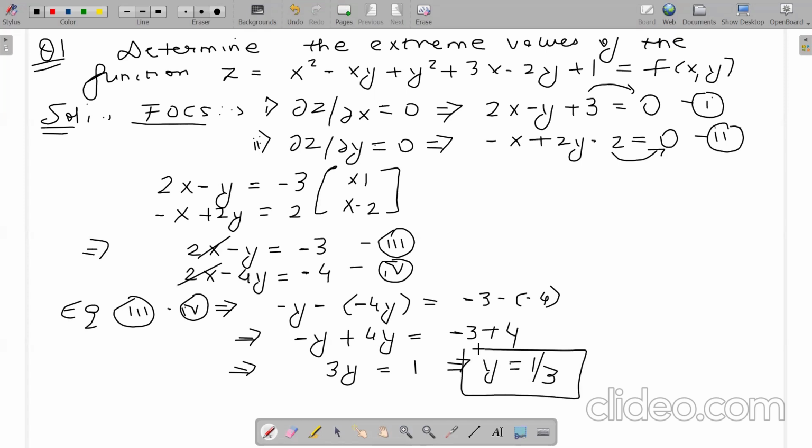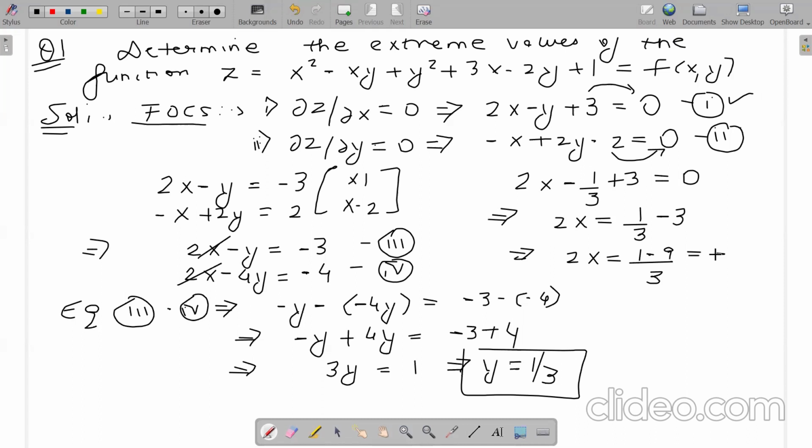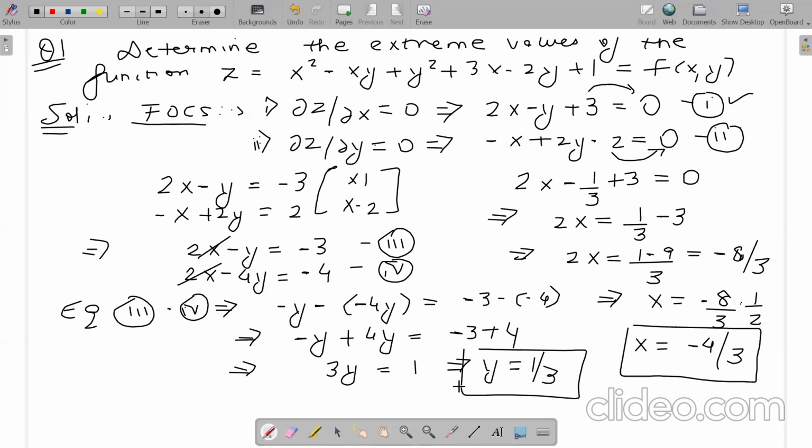Once I got the value of y, plug it in any of equations 1 or 2. Suppose I put it in equation 1. So 2x minus y is 1 by 3 plus 3 is equal to 0. So 2x is equal to 1 over 3 minus 3. So this implies that 2x is equal to 1 minus 9, which is minus 8 by 3. So my x is going to be minus 8 by 3 divided by 2, which I can also write as half. So x comes out as minus 4 by 3. So I've got x as minus 4 by 3 and y as 1 by 3. These are my stationary points.